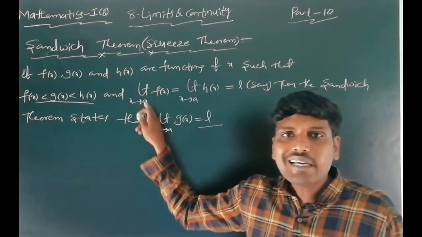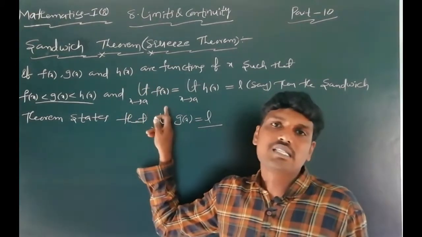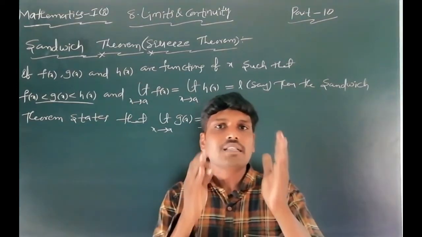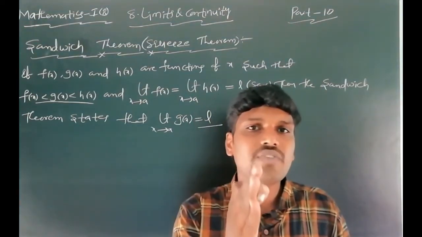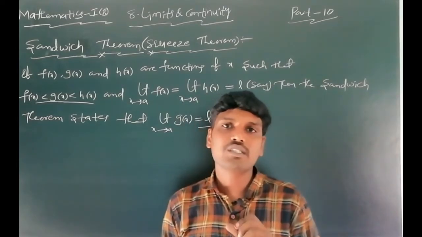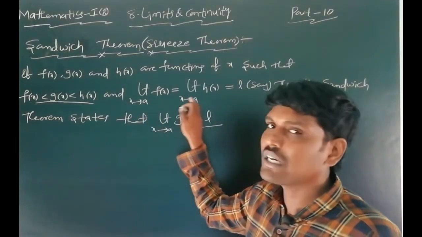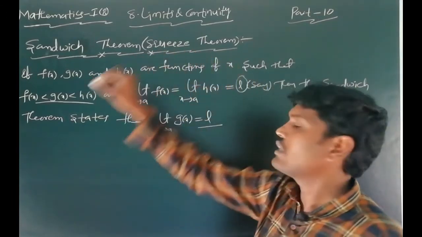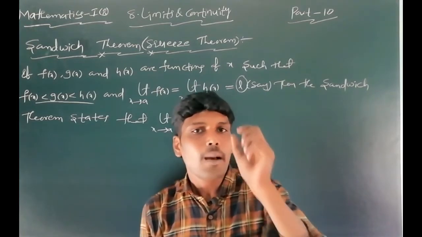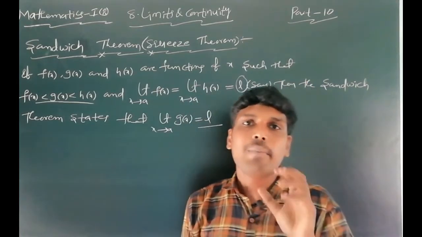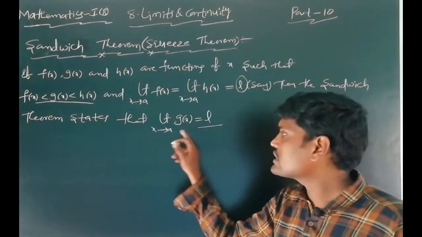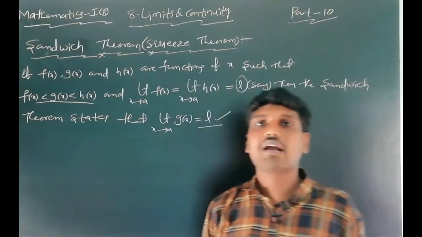And the limit as x tends to a of f of x is equal to the limit as x tends to a of h of x. Both of these functions' limits are equal to some real number L. By the sandwich theorem or squeeze theorem, the limit as x tends to a of g of x is also equal to L.